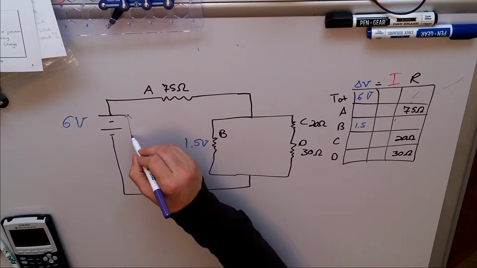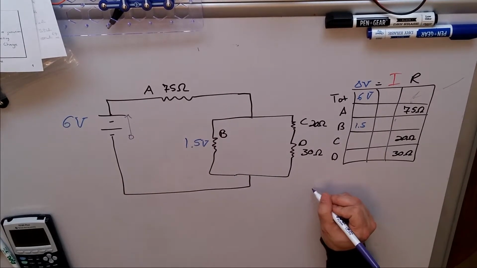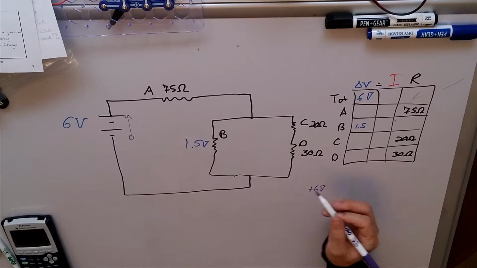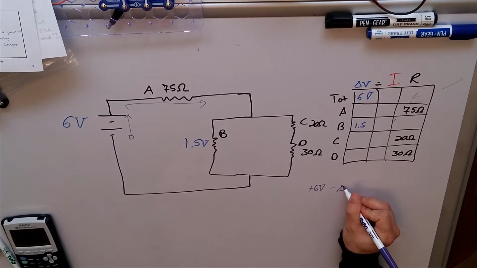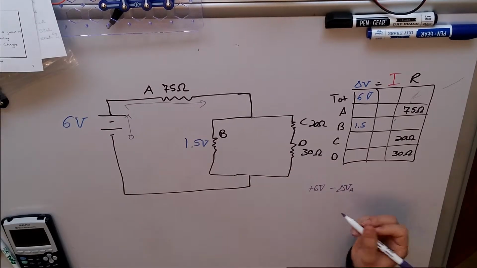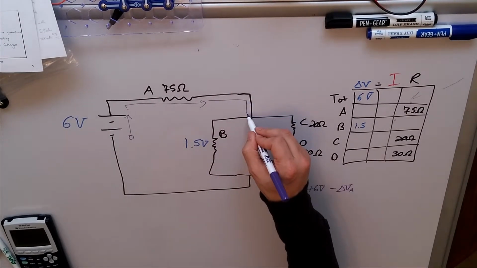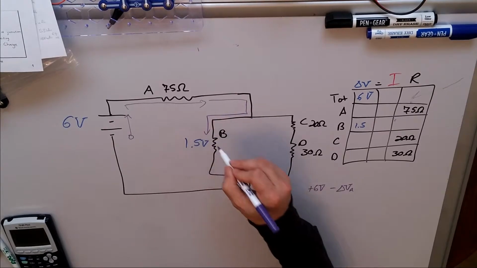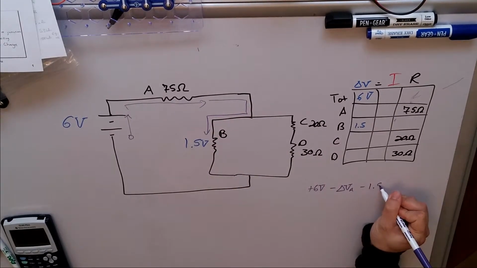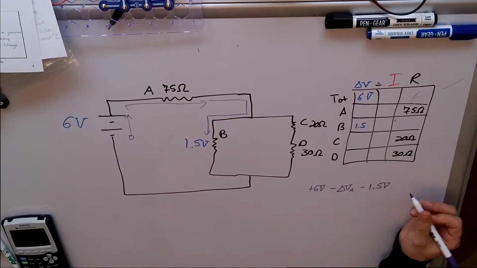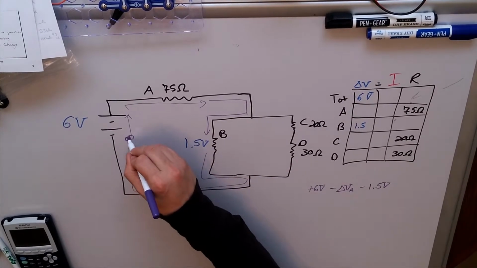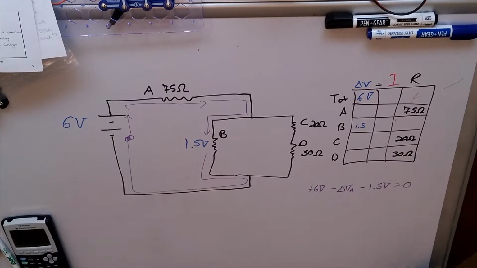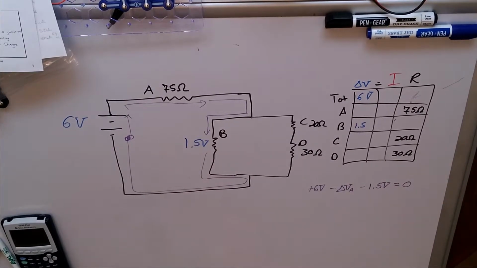Okay, so I go across the battery. I start here. So that gives me plus 6 volts. That raises me up to a height of 6. I go across resistor A, minus delta VA, which I don't know, but that's okay. I'm going to keep going. I'm going to go over here towards resistor B because I know the potential across resistor B is 1.5 volts. And then I keep going over here, and that brings me back to where I started. That's a closed loop, so we end up with 0 as a result.